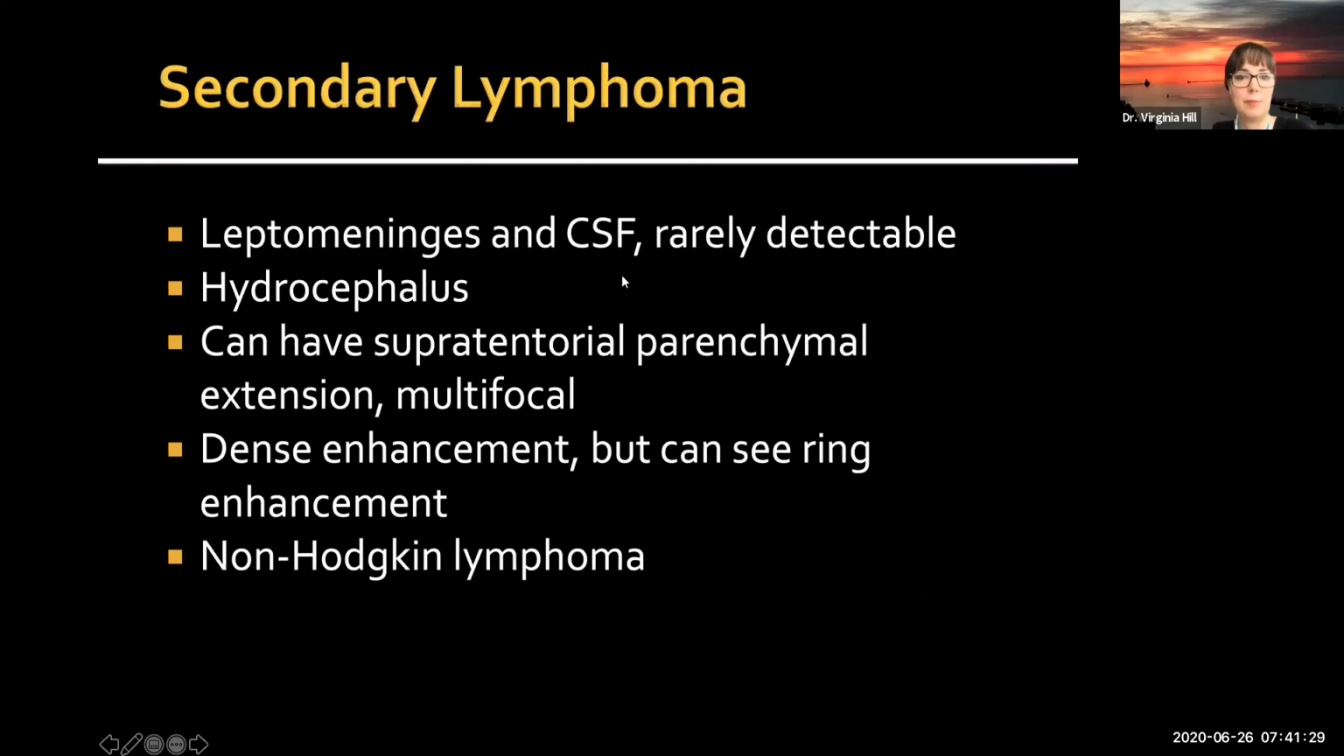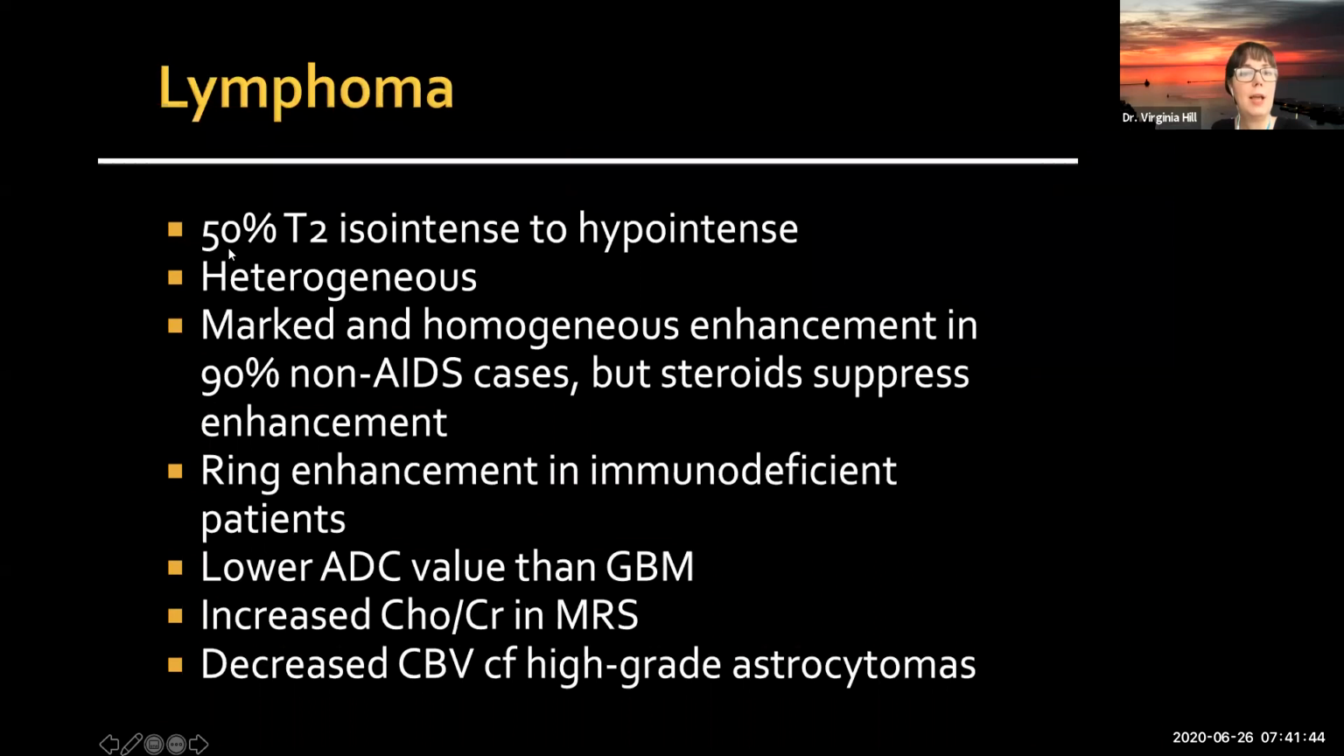It is rarely detectable in the CSF. There can be hydrocephalus. You can have supratentorial parenchymal extension. It can be multifocal with dense enhancement, but you can also see ring enhancement, and it often occurs in non-Hodgkin lymphoma. It will be 50% T2 isointense to hypointense because it is highly cellular. It can be heterogeneous. There can be marked and homogeneous enhancement in 90% of non-AIDS cases, but steroids will suppress enhancement. There will be ring enhancement in immunodeficient patients.